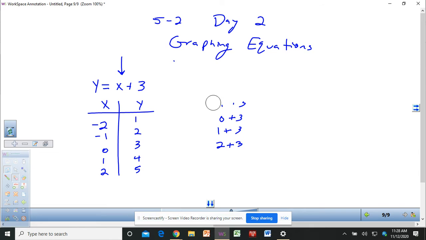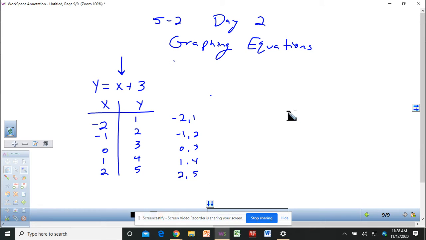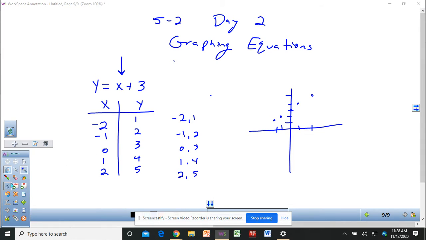So now that you have this table filled out, what they want you to do is graph it. So we're going to treat all these like coordinates. So -2, 1, -1, 2, 0, 3, 1, 4, and 2, 5. And they're going to have a graph for you, so you don't have to make these. They just want you to graph these points, and then you'll be done. Now, the thing to know is today, all your graphs should make a straight line. If they don't make a straight line, you made a mistake somewhere.